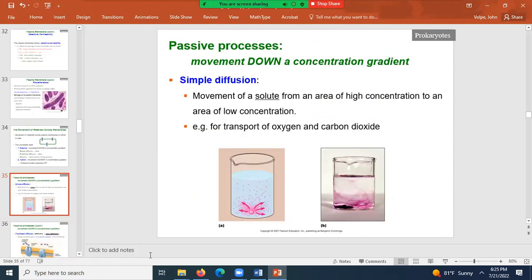Simple diffusion is simply where molecules move from areas of high concentration to areas of low concentration. Like when we put a drop of dye in this water, the dye molecules have areas of high concentration right here, and they will move to areas of lower concentration in the water. Okay, that's simple diffusion. And that's the way oxygen and carbon dioxide move.